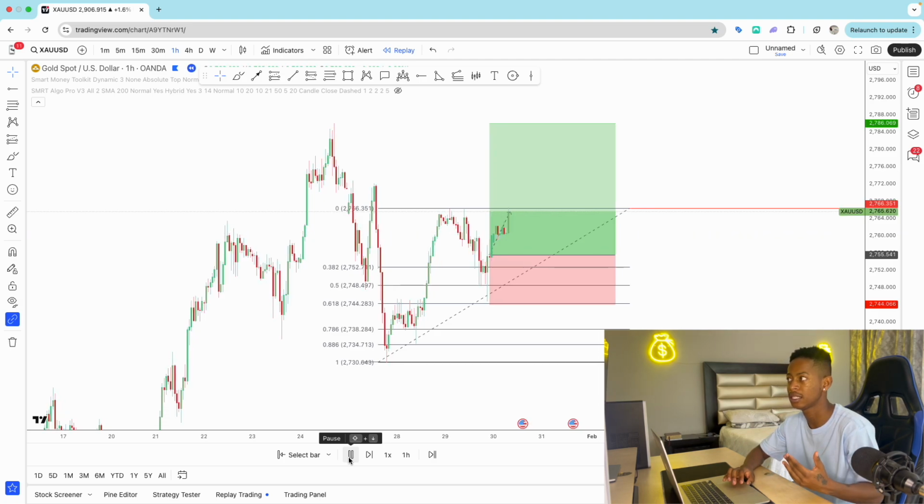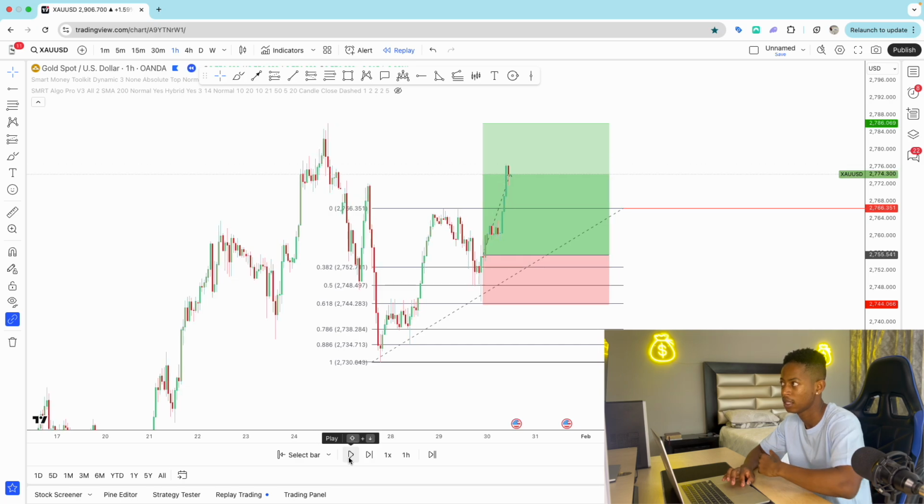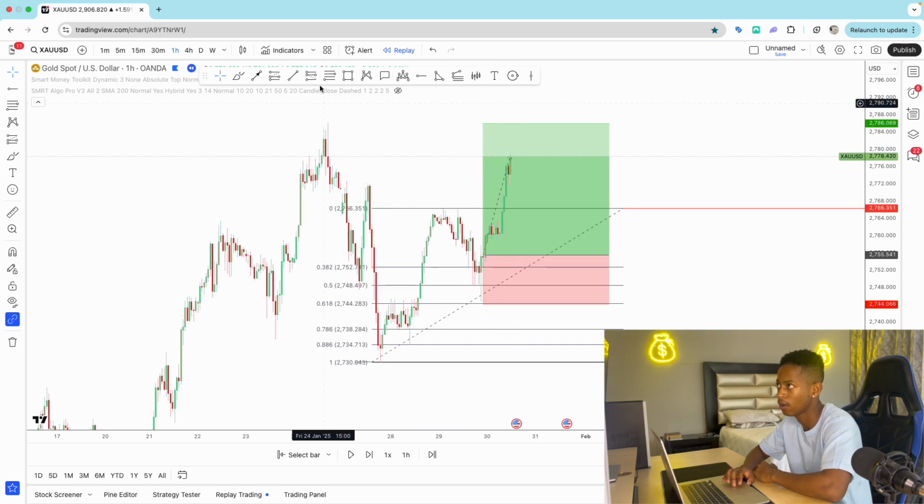With this strategy, some of the hacks that you can come across is, you can see price broke above here and then price started going upward. Some of the hacks that you can do is also just by going to a smaller time frame.